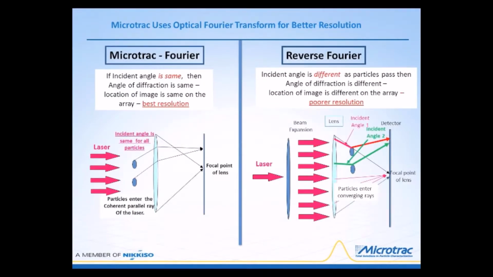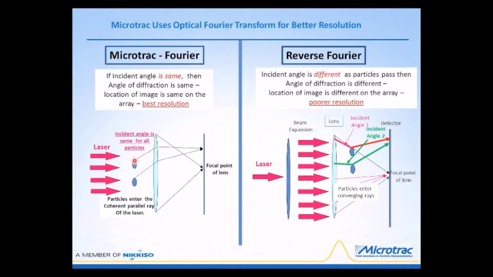I mentioned the Fourier lens, and the whole concept of using a Fourier lens is to more or less substitute for using a mathematical Fourier transform, and as a result we get the same effect. We've been using Fourier lenses since 1974. Now, let's take a look at the Fourier concept. The laser interacts with the particles, and this is the very first step in making our particle size measurements. The incident angle is the same for all the particles. Now, I'm assuming that this particle is not tumbling.